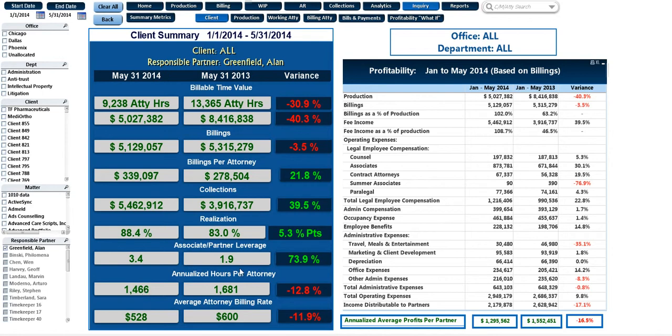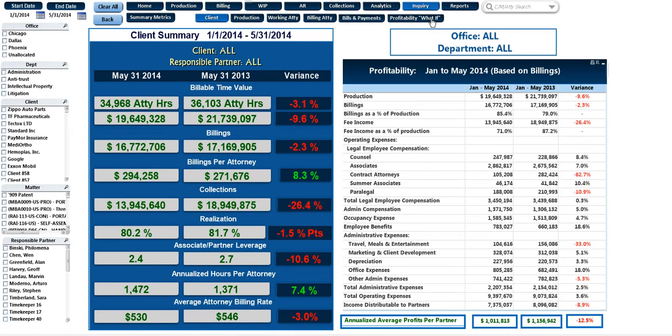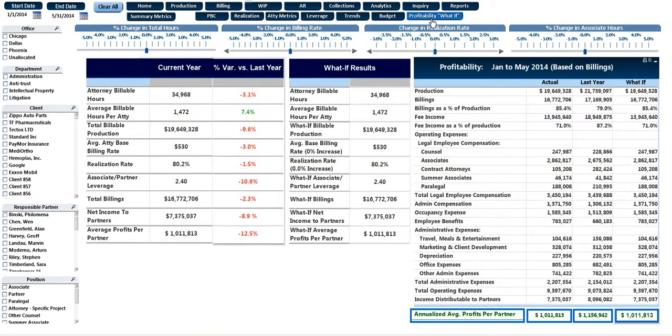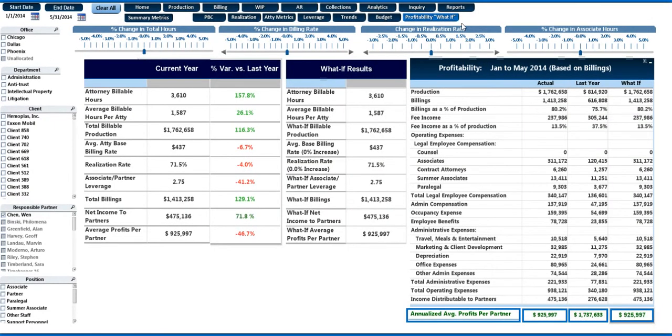The question now arises: what is the impact individually of each of these important drivers on the firm, on profitability? For this, let's take a look at some what-if scenarios. Here we have a view of many of the same metrics we've been looking at, but this time with the ability to interact and determine the impact of changes. What-if scenarios for important metrics like billing rates, realization, billable hours, or attorney leverage, as examples.